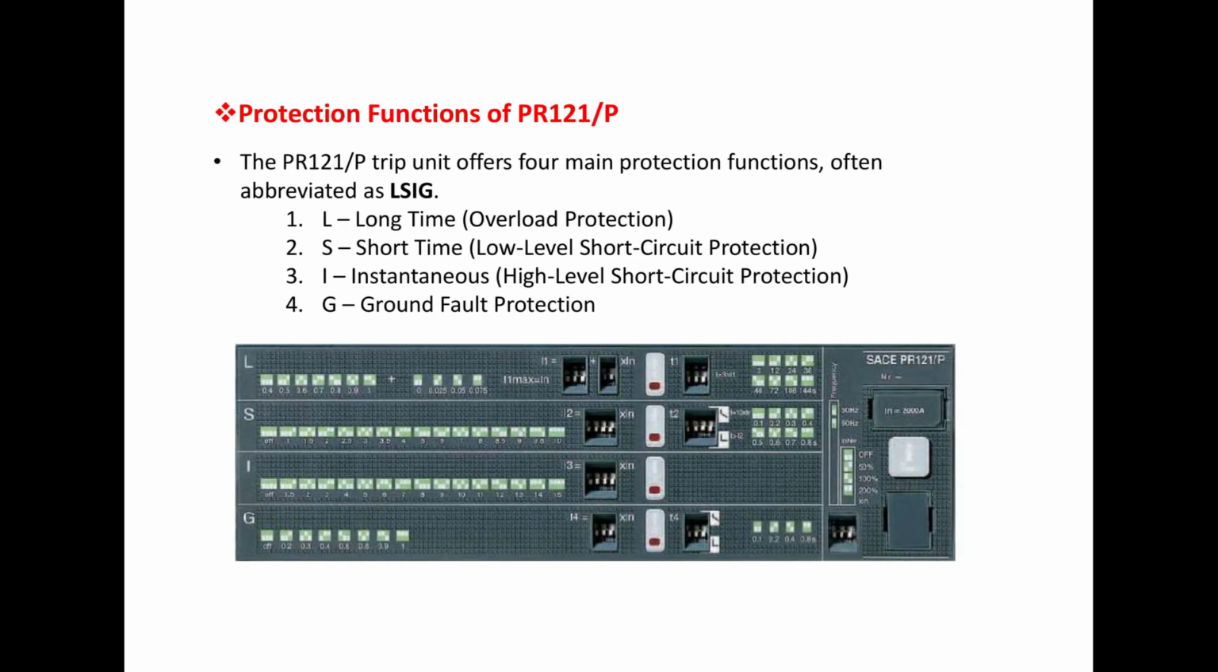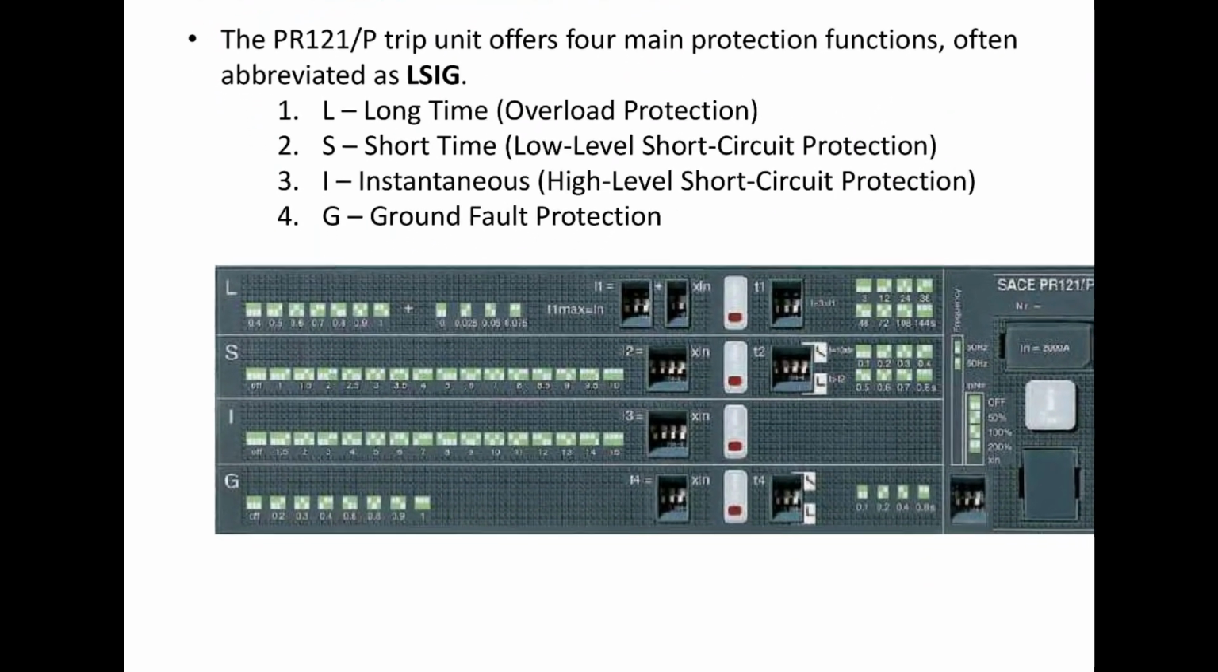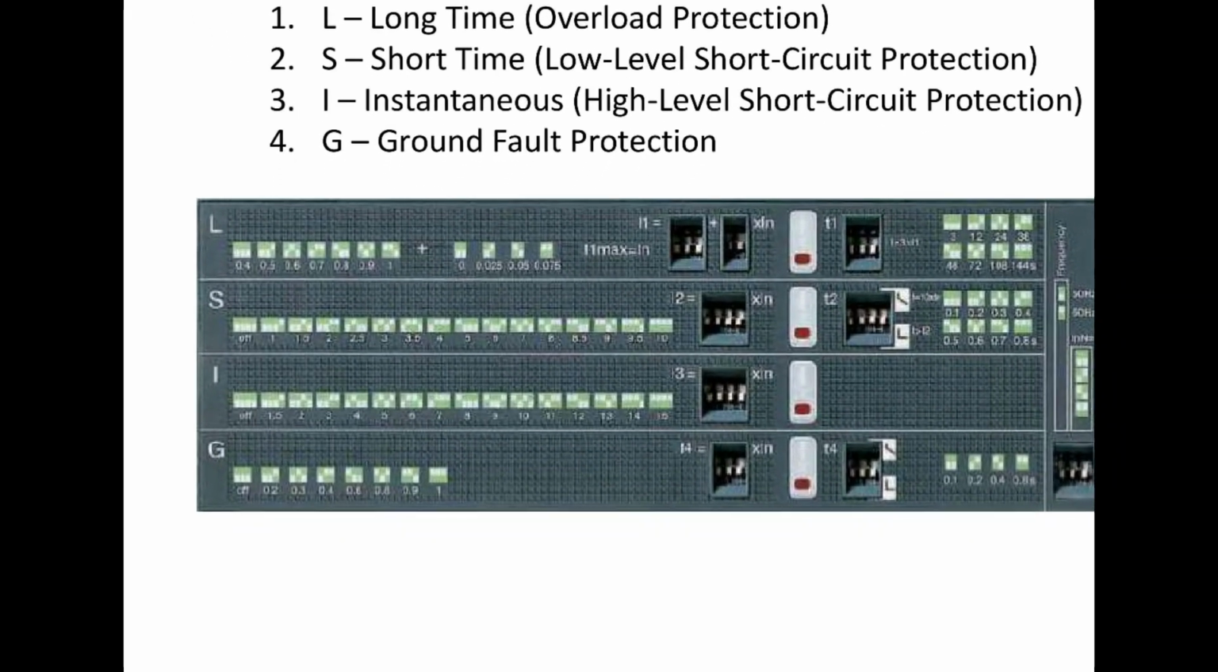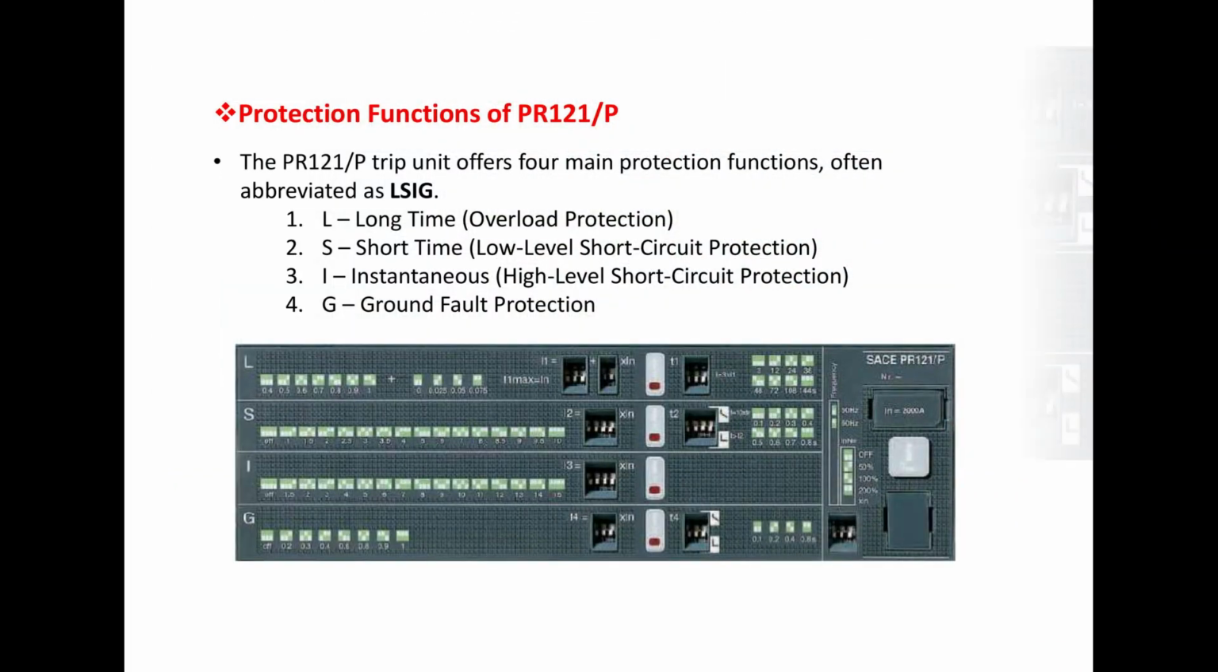Let's move on to protection functions of PR121P. The presentation shows the front panel of the PR121P and introduces its four main protection functions, which are often abbreviated as LSIG, where L stands for long time, which is for overload protection. S stands for short time, providing protection against low-level short circuits. I is for instantaneous for high-level short circuit protection. And finally, G stands for ground fault protection.